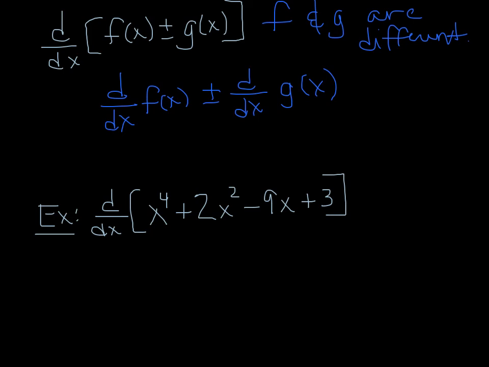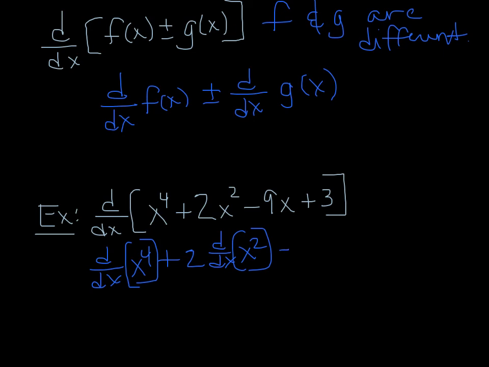What I'm saying is you can take the derivative of each individual piece, so x to the 4th. I'm going to apply my constant rule here, so 2 times the derivative of x squared. I should probably put these in brackets so that they're isolated. Minus 9 times the derivative of the identity, plus the derivative of the constant function 3. And then evaluate each derivative independently.